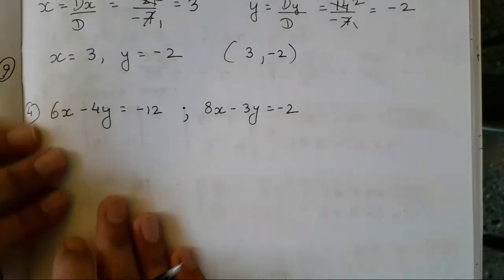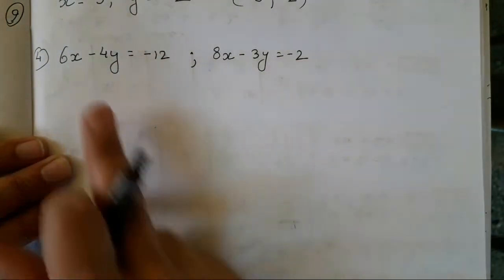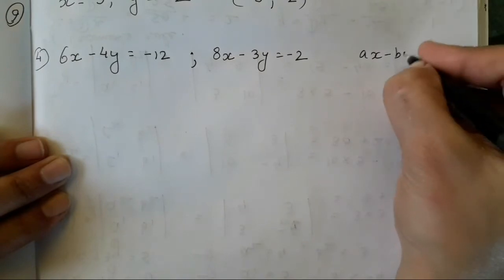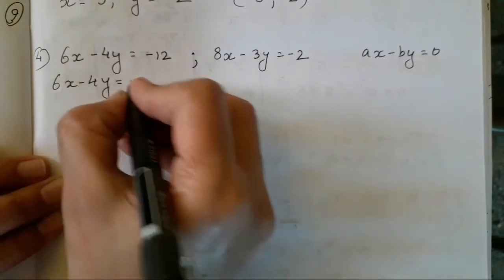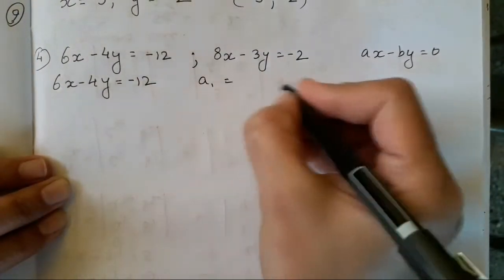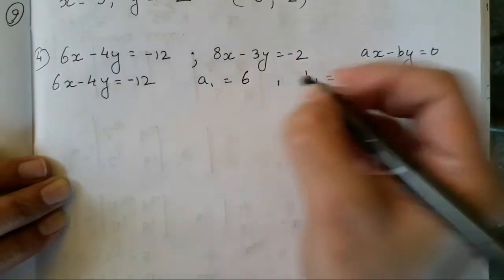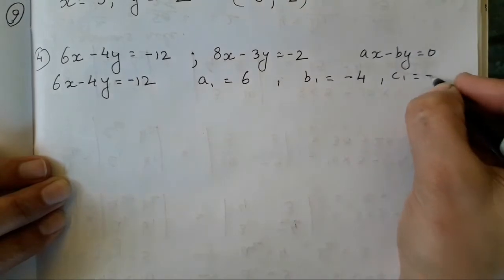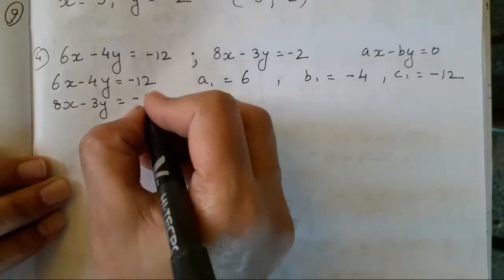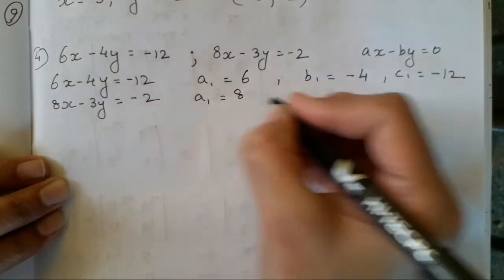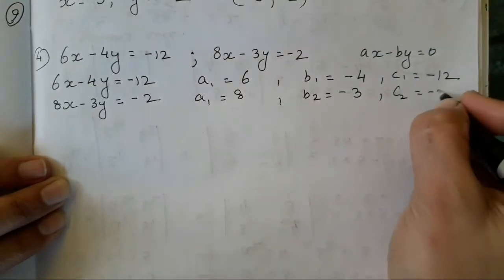That is the fourth one. It's already in the ax plus by is equal to c form. In this form it's already there. So we don't need to change it. Directly we can take the equation and write the a1, b1 and c1, which is supposed to be 6, minus 4, minus 12. The next equation is 8, minus 3 and minus 2. So a2 is 8, b2 is minus 3 and c2 is minus 2.